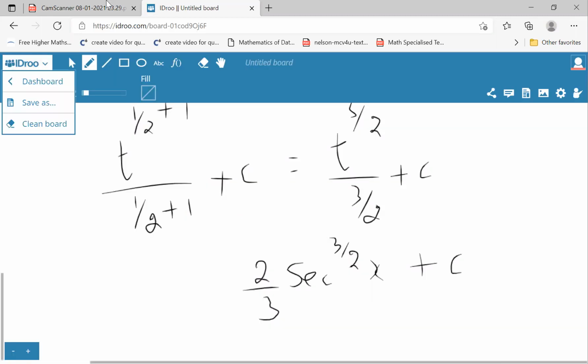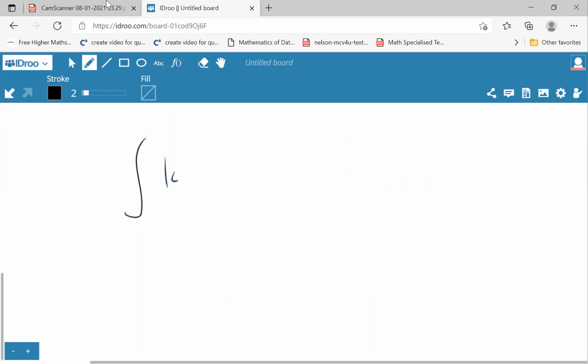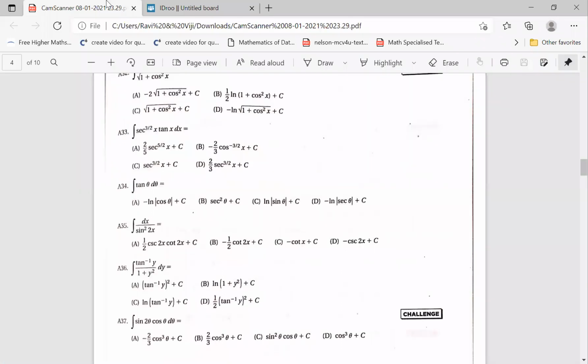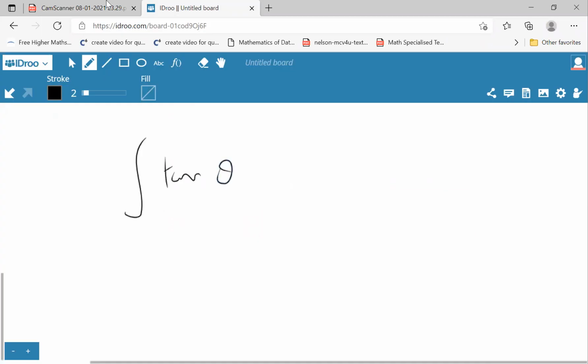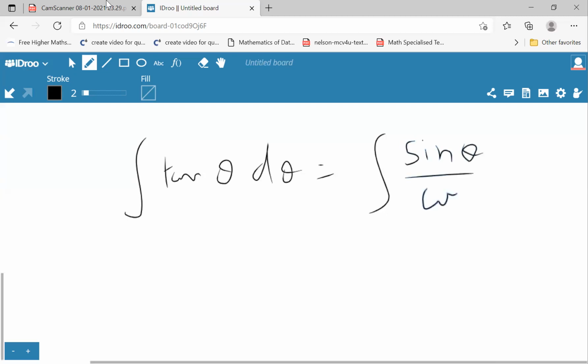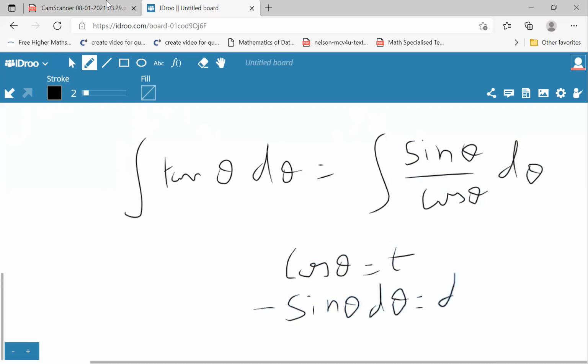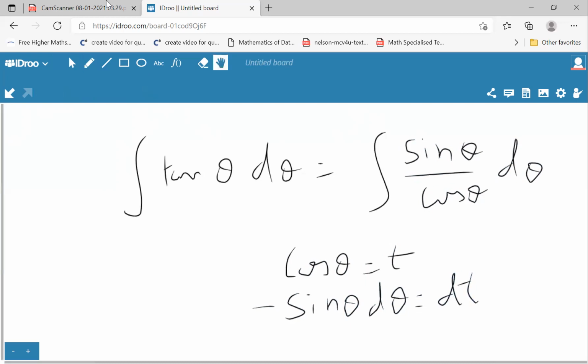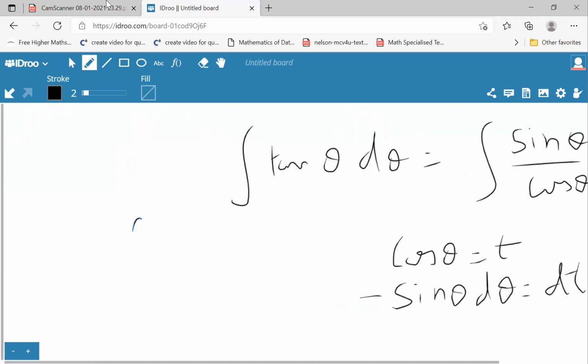Now let's go to the 34th. Integration of tan theta d theta. So I can write this as integration of sine theta by cos theta d theta. Now let me take cos theta as t. When I differentiate on both sides, I'll get minus sine theta d theta is equal to dt. So that would give me, same way, let me substitute here. That will give you in the place of d theta.